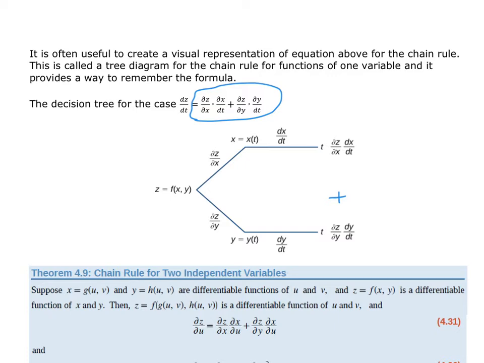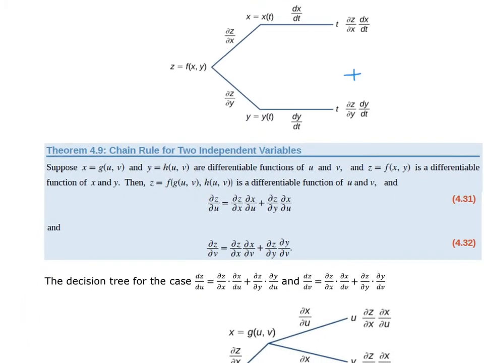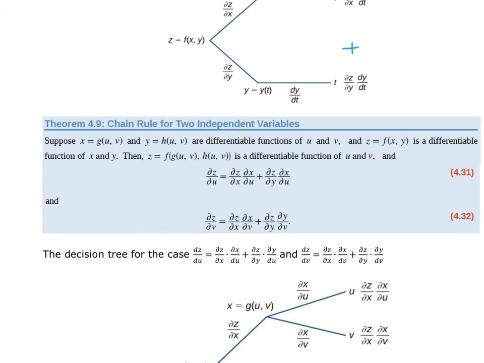Now let's look at what happens when I have my function z in terms of x and y, but x and y are in terms of other functions. So x is really a function g, which is a function of u and v. The same thing with y, it is a function of u and v. And we get the partial derivative of z with respect to u is equal to this, and the partial derivative of z with respect to v is equal to this.